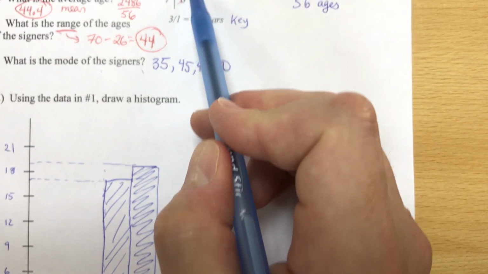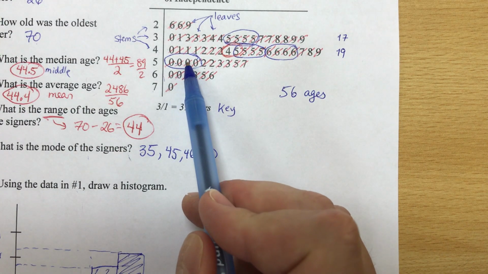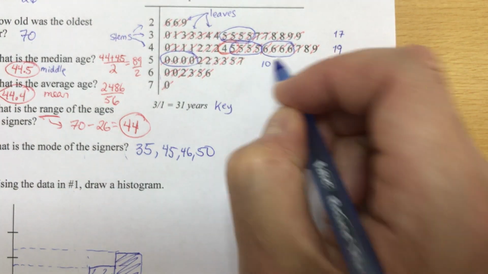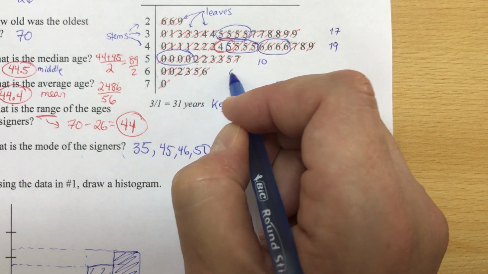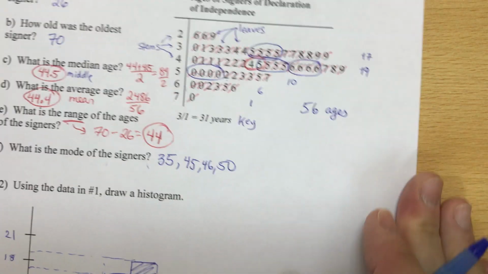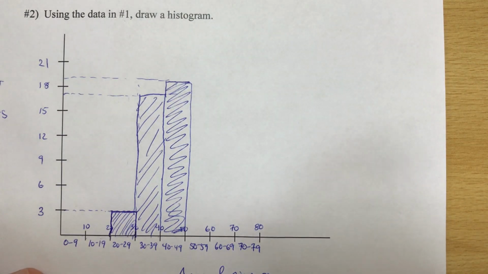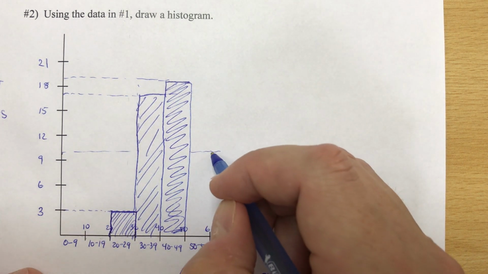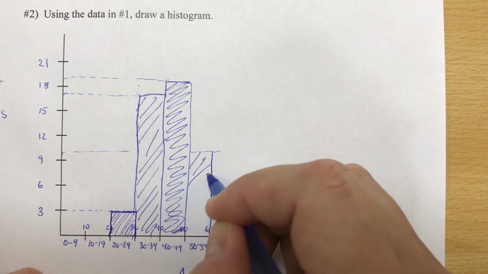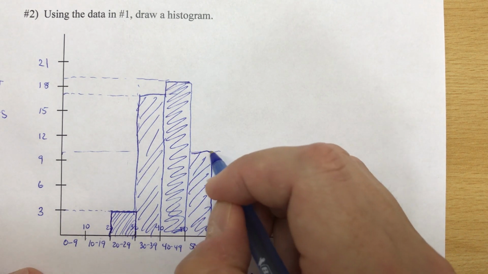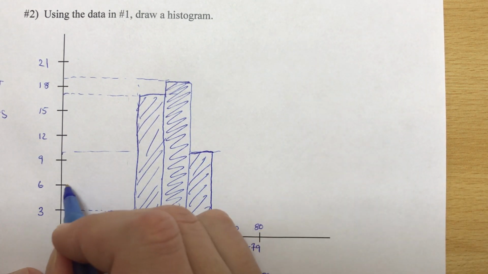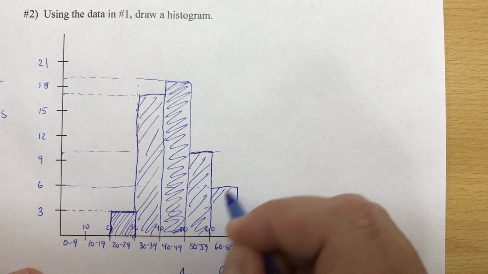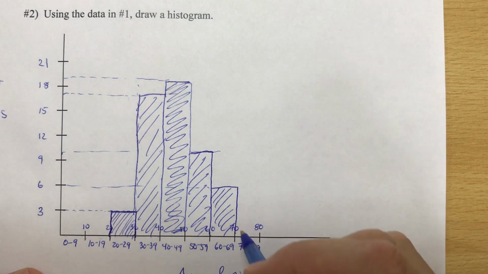The 50s, come back up here. 1, 2, 3, 4, 5, 6, 7, 8, 9, 10. So there's 10 of those. 2, 4, there's 6 of those, and then there's one person in their 70s. Okay, so just to speed it up here, we'll go 10. And then we have 6. 6 is nice because that's perfect. And then we have 1.